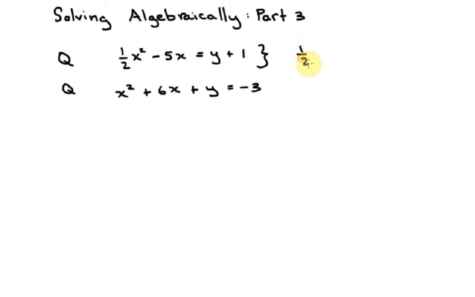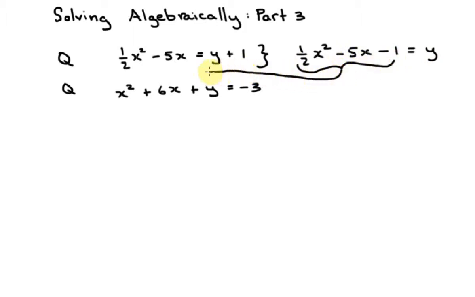So a simple fix here, we've got negative 1/2 x squared minus 5x, and then we'll just bring that 1 over, so minus 1, and that would equal y. So this is perfect. I'm going to take this stuff here and substitute that in for the y in this other equation.